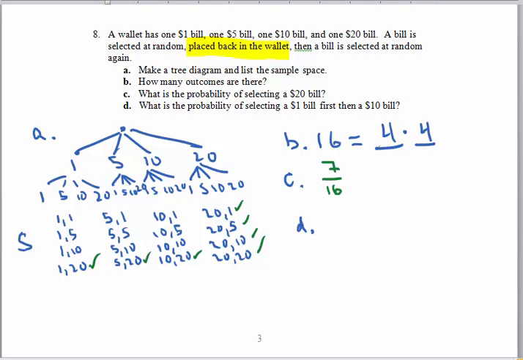And then what's the probability of selecting a $1 bill first, then a $10 bill? Now that scenario only happens once. 1 followed by a 10. So the probability of that is 1 out of 16. Right? If it was in either order, then it would be 2 out of 16, because then it could have been 1, 10 or 10, 1. But in this case, it had to be in that particular order.